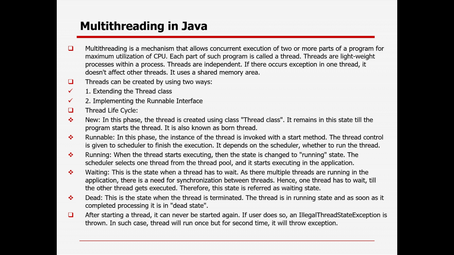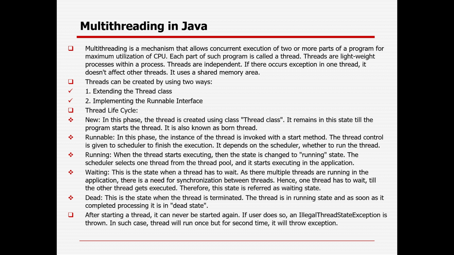Multi-threading is a mechanism which allows concurrent execution of two or more parts of the program for maximum utilization of the CPU parallelly. Each part of such a program is called a thread. Threads are lightweight processes within a process. Threads are independent. If an exception occurs in one thread, it does not affect other threads. It uses a shared memory area.